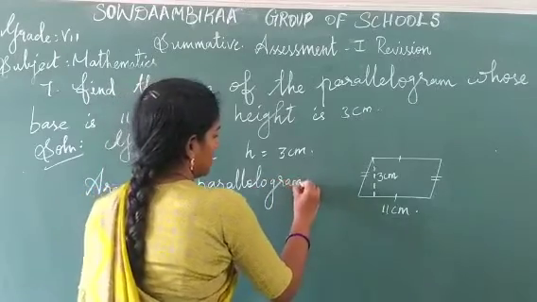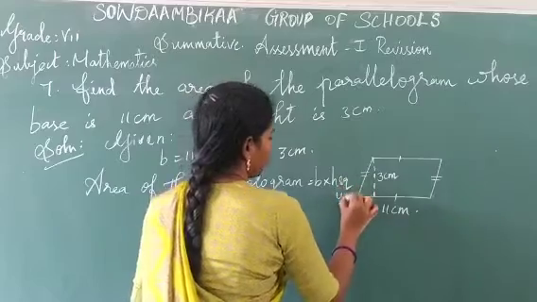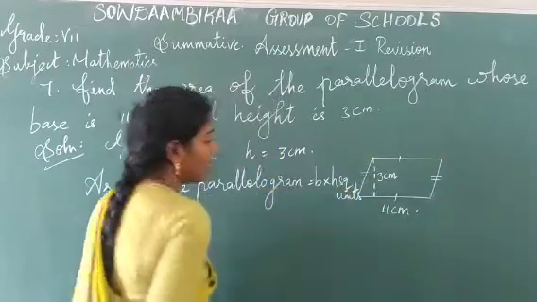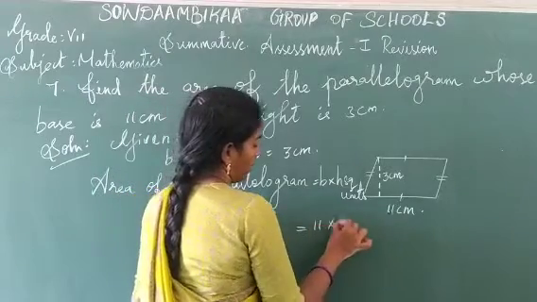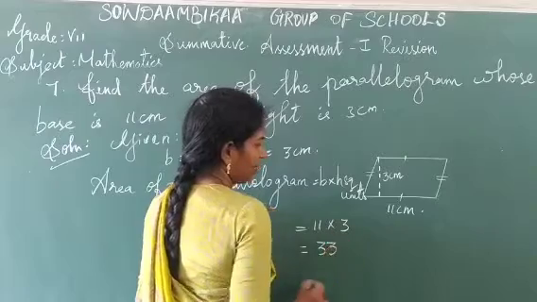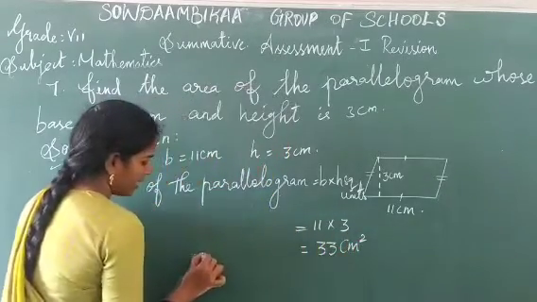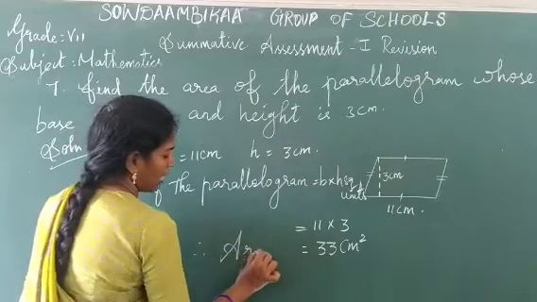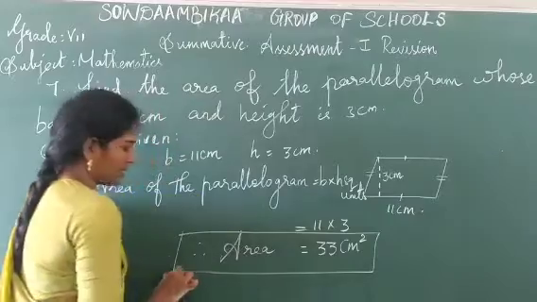Area of the parallelogram is equal to B into height square units. What is the B value here? 11, and height value 3. 11 3s are 33. What is the unit? Centimeter. Therefore, centimeter square. Therefore, area of the parallelogram is equal to 33 centimeter square.